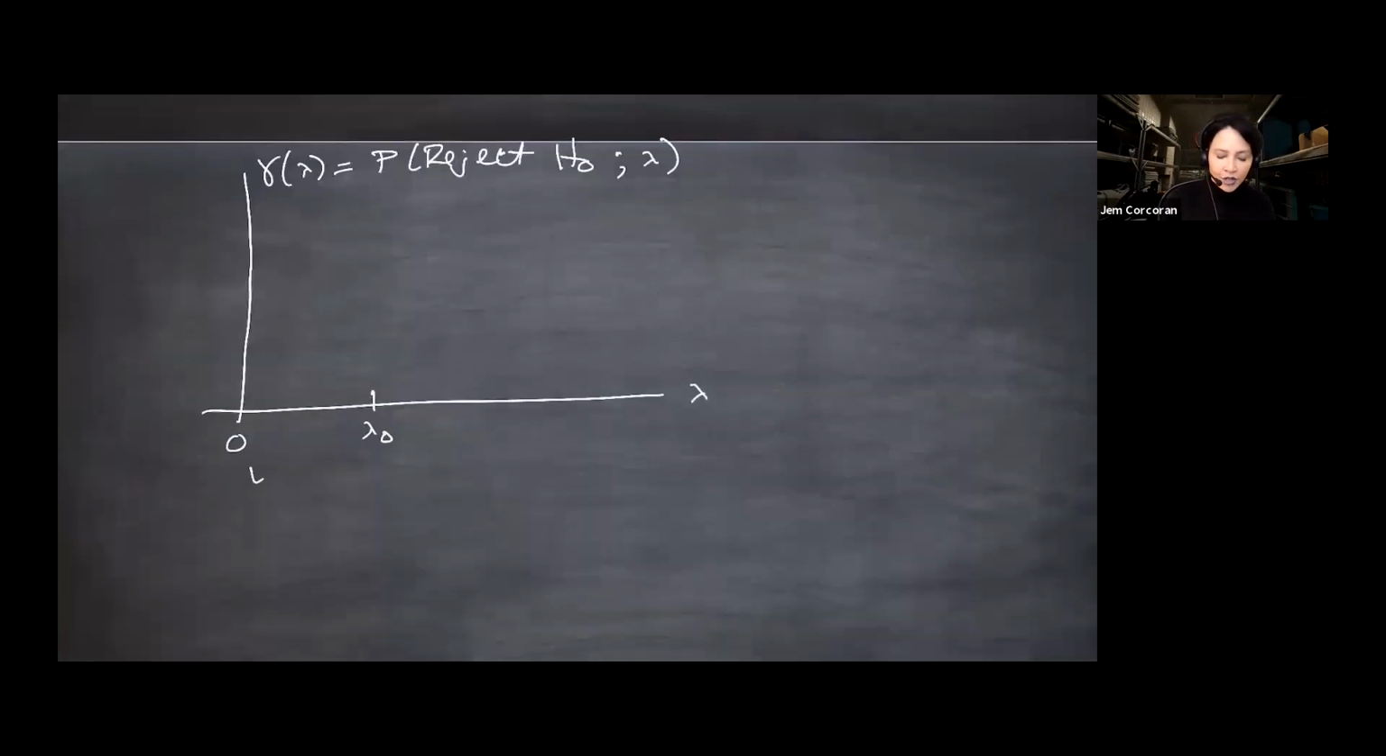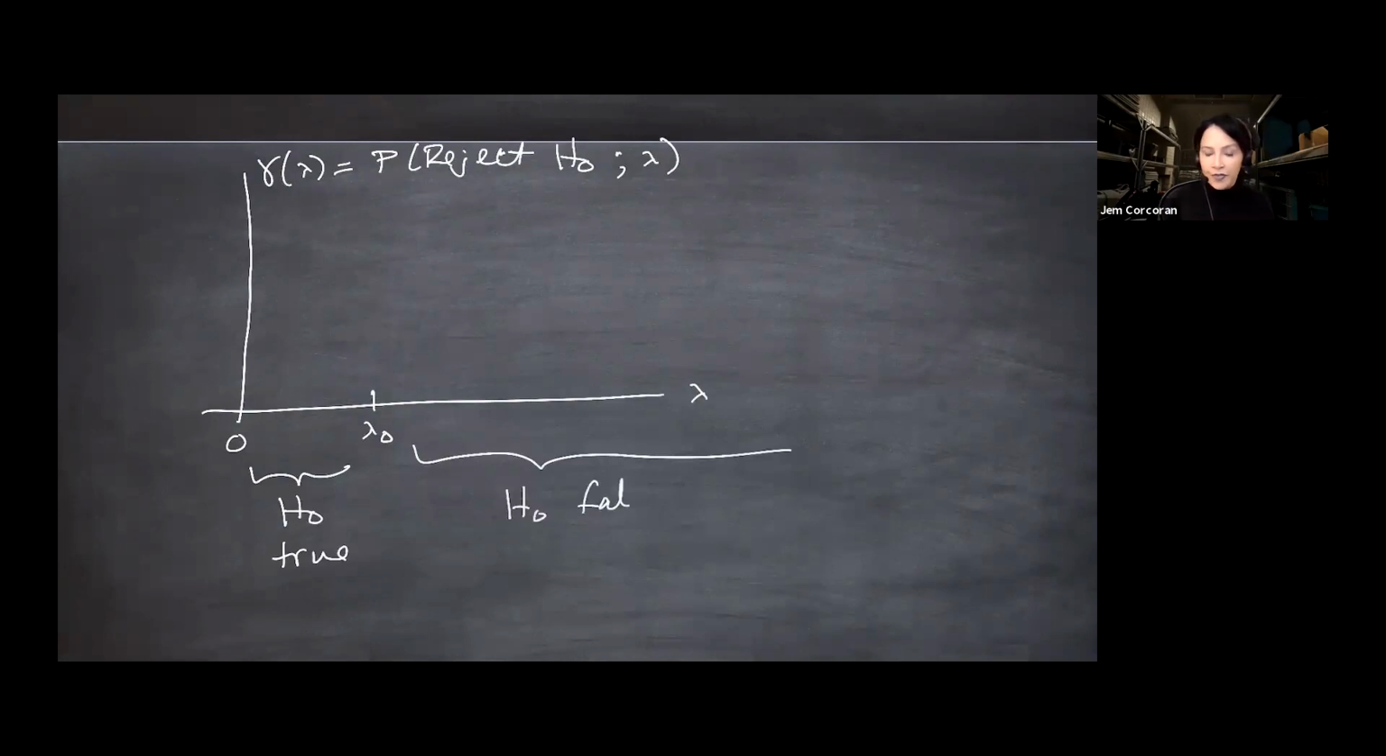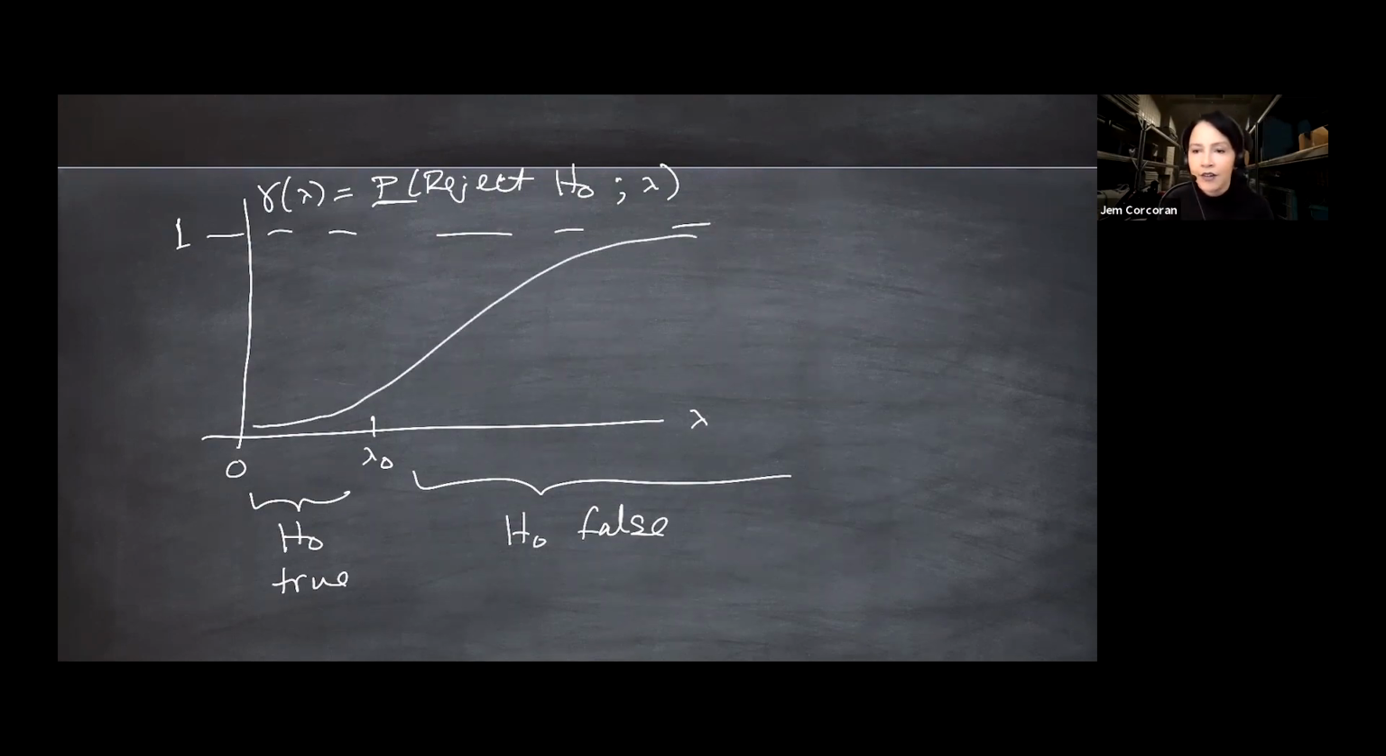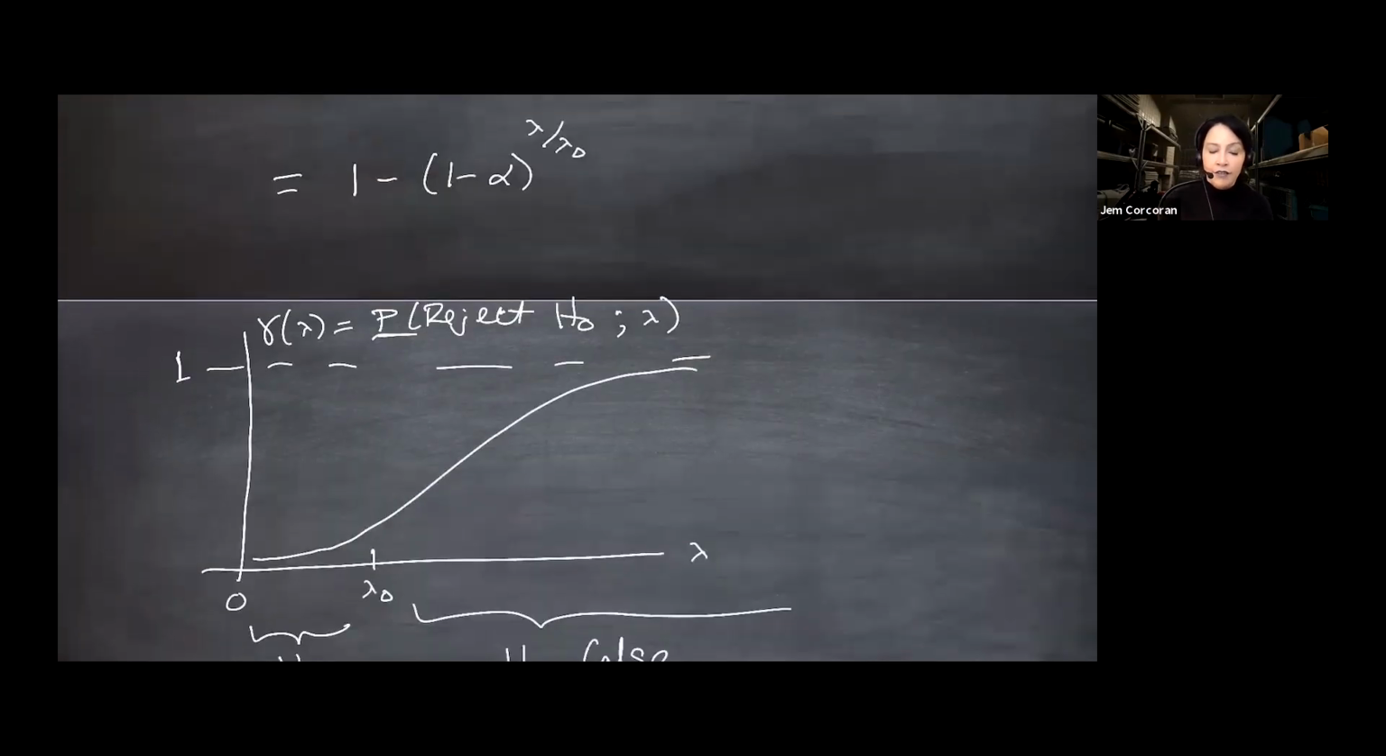This is the region where the null hypothesis is true, and this is the region where the null hypothesis is false. And this probability has to be between 0 and 1. So it's going to be something that has to be small here and large here, so probably something like this. I don't know, I have to actually graph that. There's a fixed alpha and a fixed lambda naught, and so this is me graphing this as a function of lambda.